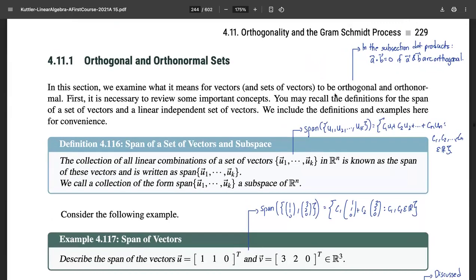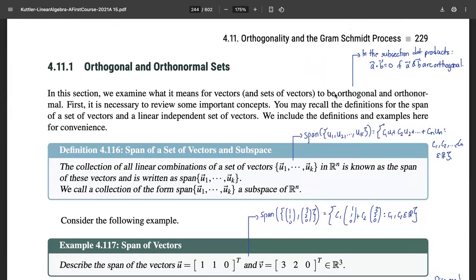Here we are going to discuss in general what orthogonal and orthonormal sets are. So let's recap a few definitions first. We discussed orthogonal vectors when we talked about dot product, so let's recap what it means. Two vectors are orthogonal if the dot product is 0.